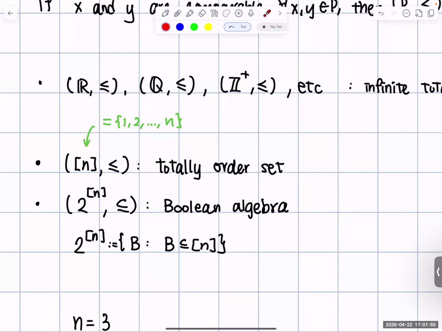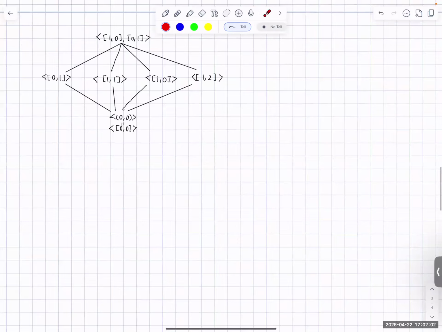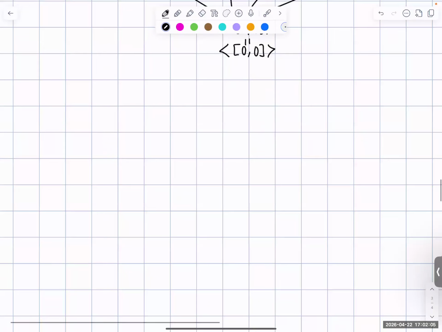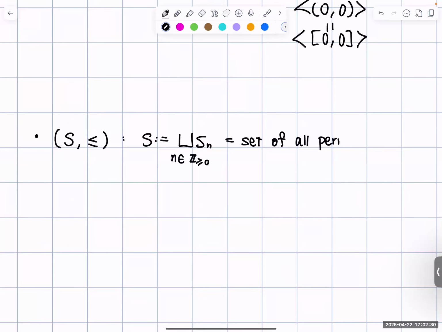So now I'm going to show you 2 of them. They are infinite, but they are also something that you can draw out. The first one is a very popular topic in algebraic combinatorics. So this S here is the disjoint union of all S_n, which is the set of all permutations.